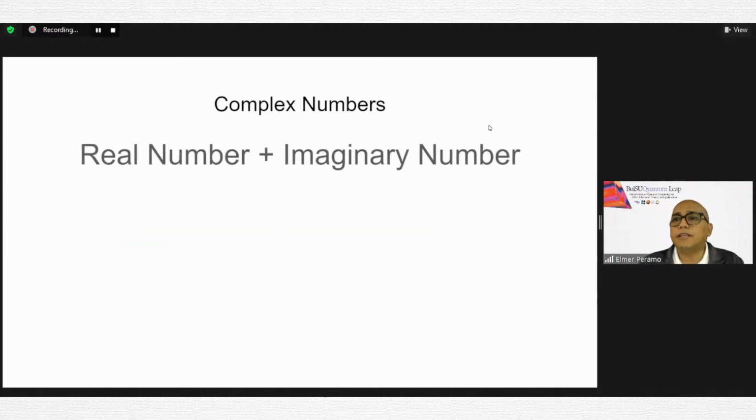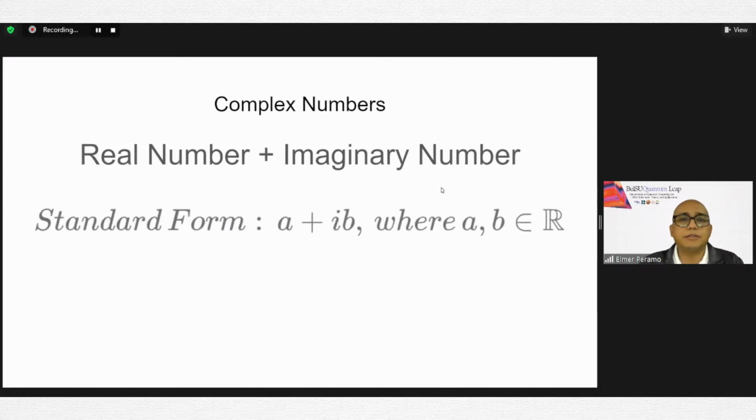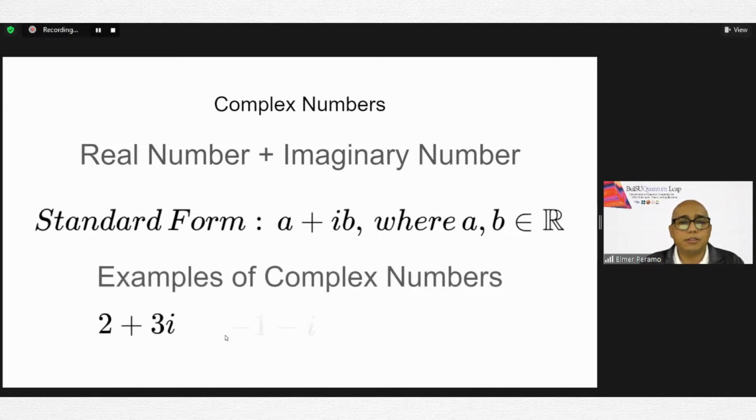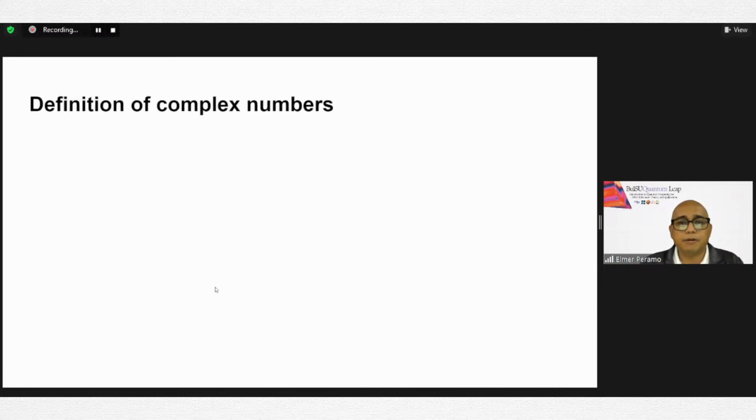Okay, so complex numbers are real numbers plus imaginary numbers. The standard form is a plus ib, or a plus bi, where a and b are elements of the real numbers. Examples of complex numbers, so you usually see this form. I'm going to show you two other forms of complex numbers later, but this is the most common form of representing a complex number. You have here 2 plus 3i, negative 1 minus i, and square root of 2 plus i times square root of 3. So you have here three examples of complex numbers.